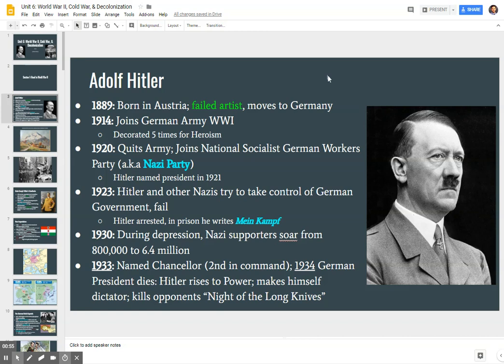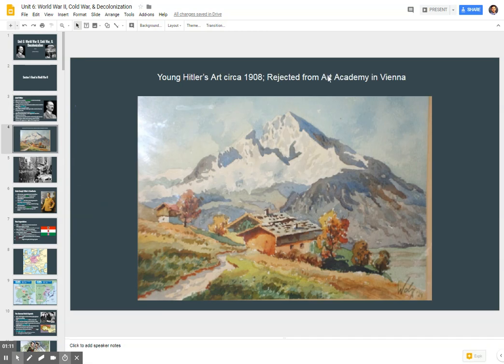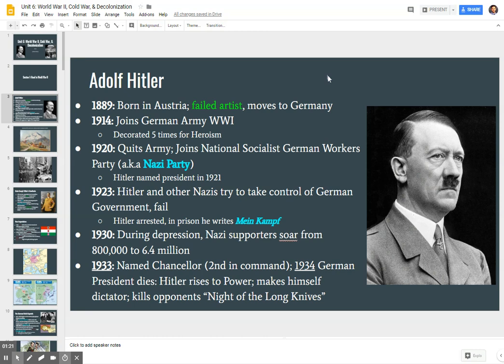This was a deciding moment. It's one of those big what ifs in history. Had he been accepted to art school, how would that have changed world history? It's something obviously we'll never know, but fairly interesting. Just to give you a reference, this is a piece of his artwork during that time. Pretty impressive, honestly. But unfortunately, not good enough to get into art school in Vienna.